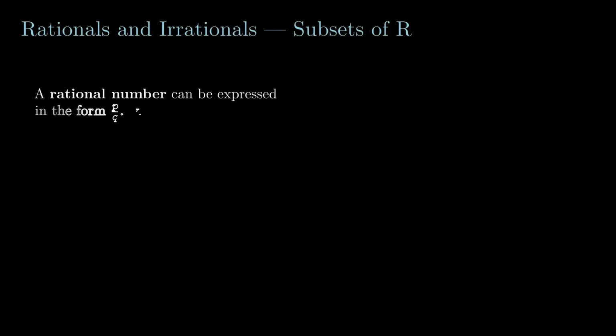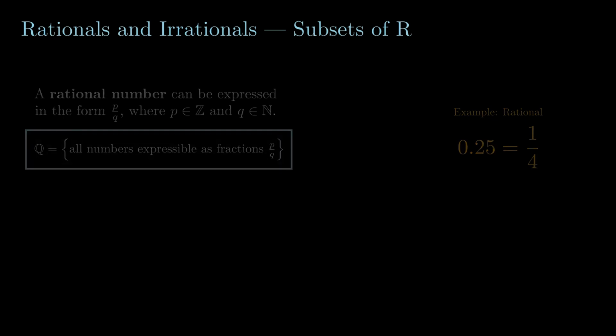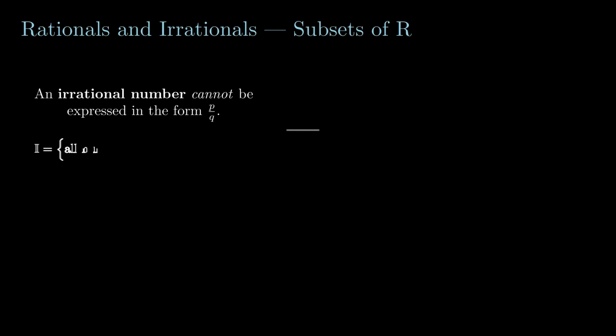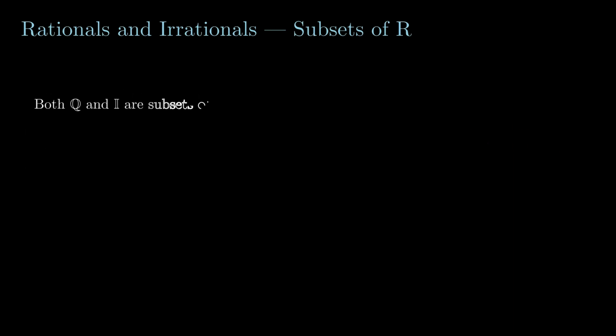A rational number is a number that can be expressed as a fraction p over q, where p is an integer and q is a natural number. For example, 0.25 can be written as 1/4. An irrational number is a number that cannot be expressed in that fractional form. For example, the famous mathematical constant pi is approximately 3.1415, which goes on forever without repeating. Both the set of rational numbers Q and irrational numbers I are subsets of the real numbers R.